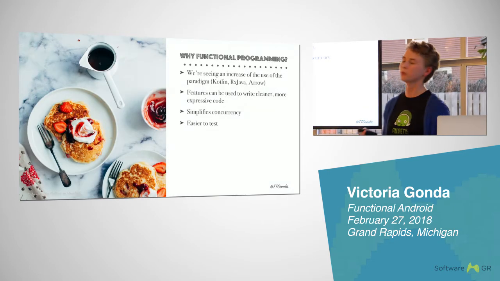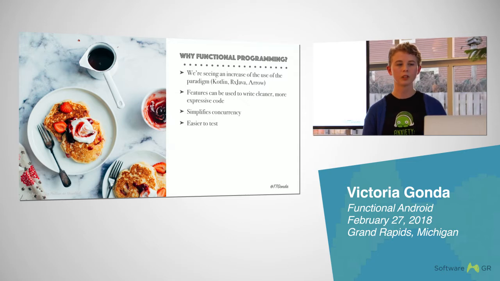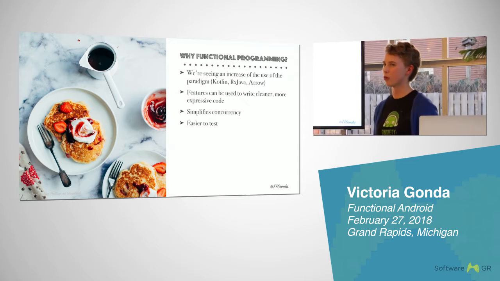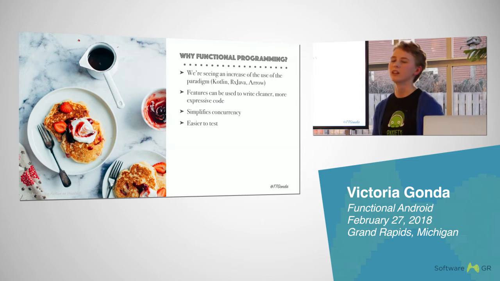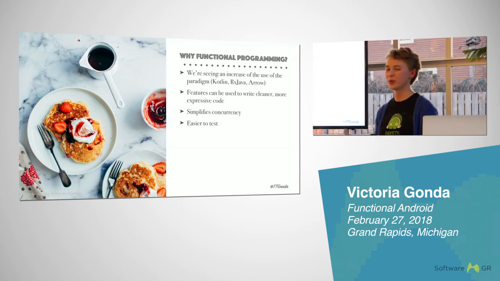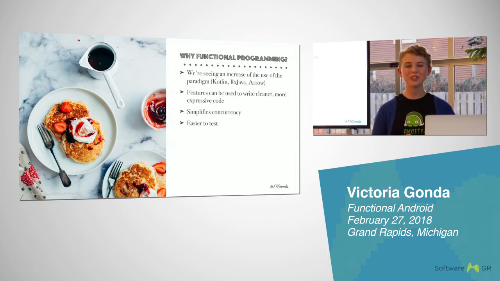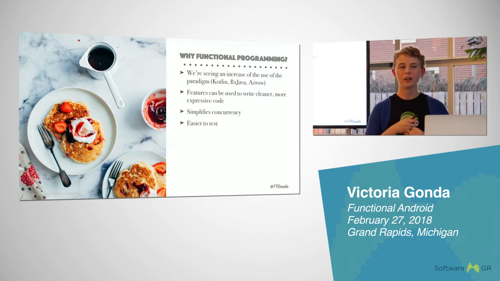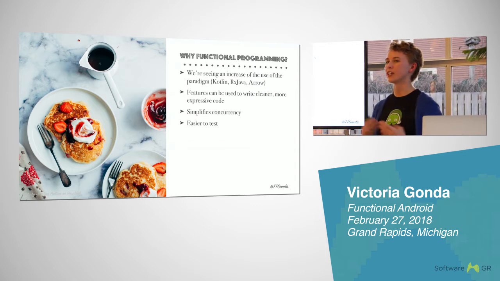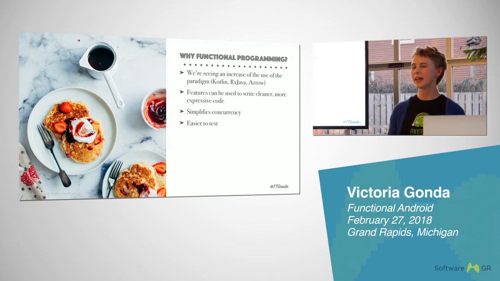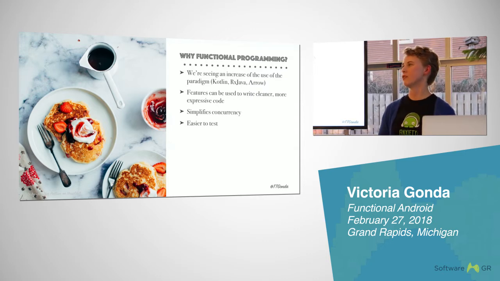So why are we here? Why functional programming? Like I said, we're seeing an increase of functional programming on Android with the use of Kotlin and RxJava. You have the option to use Arrow. And there are a lot of functional programming features that can be used to write clearer, more expressive code. The properties can also be used to help simplify concurrency. Concurrency can be a pain, and by using some of these properties, it can remove some of these pain points. Using functional programming can also make things easier to test, and we'll see a couple examples of this as well.